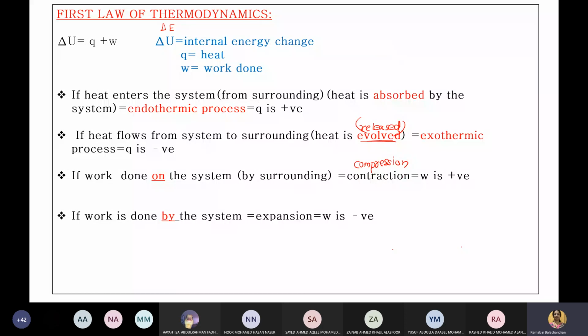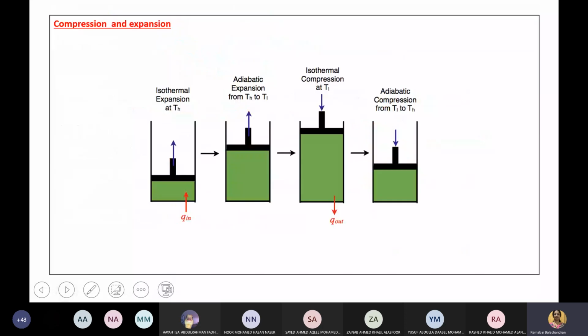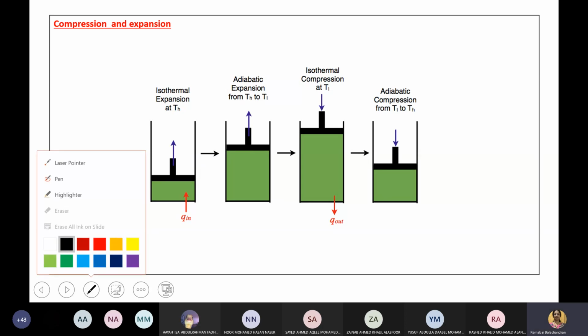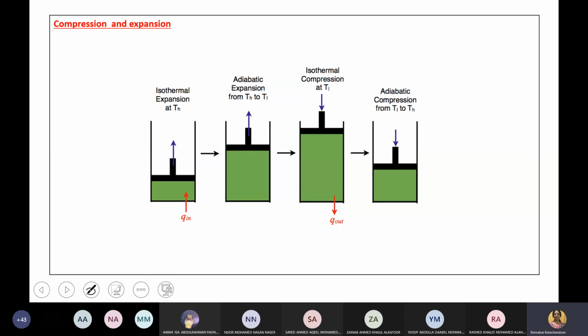Okay, yeah. Now, see, the meaning of, sorry? Can you ask me something? Did you ask something? No. Can you hear me clearly? Yes. Yes.